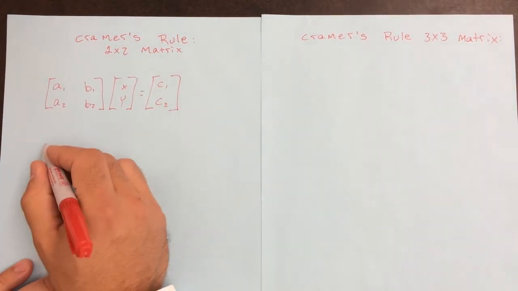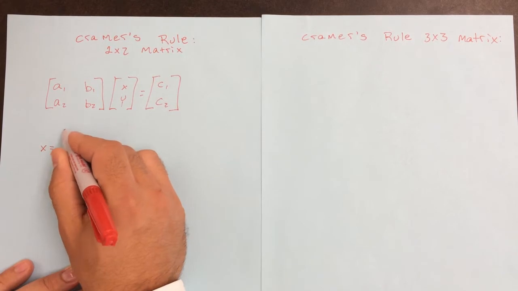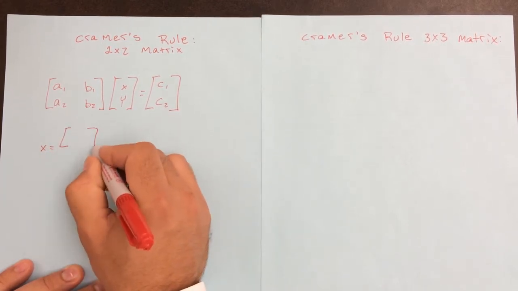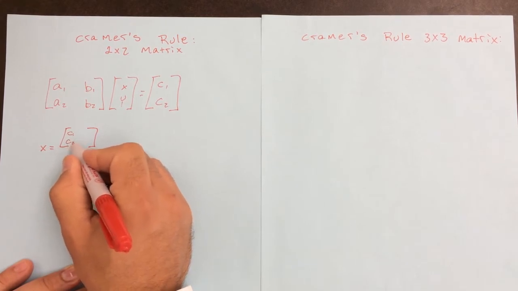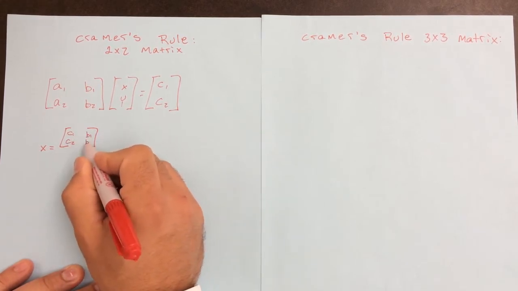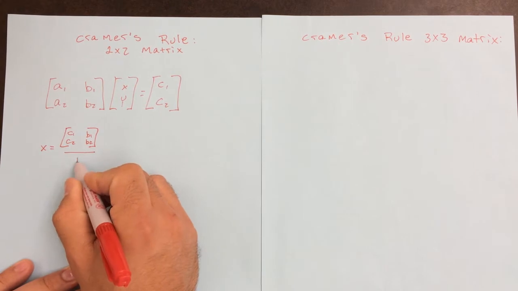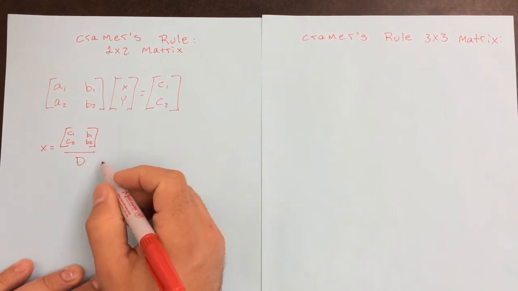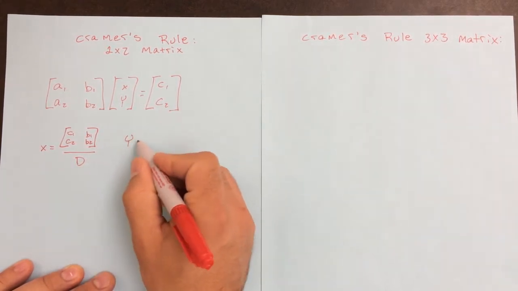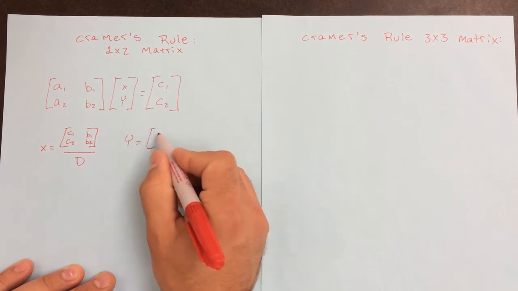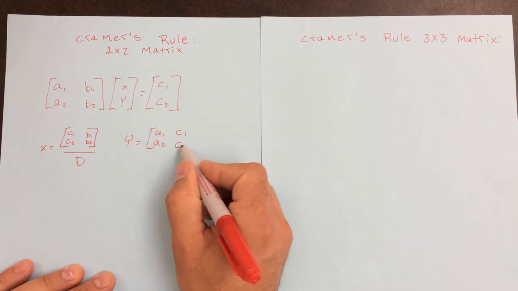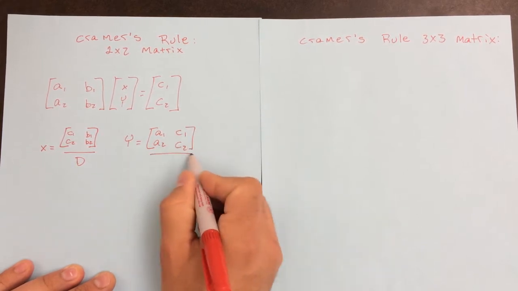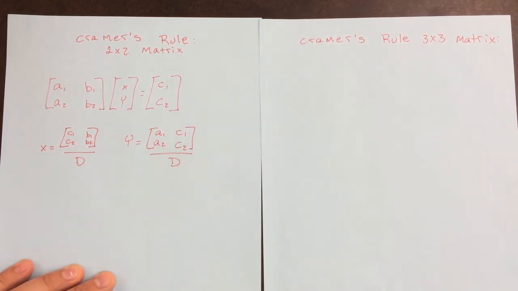Now what you're going to do is say x equals this matrix right here, c1, c2, b1, b2, over the determinant of your original matrix. y equals a1, a2, c1, c2, over the determinant of your original matrix.